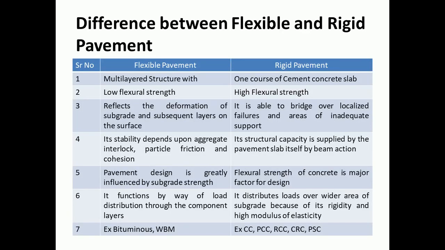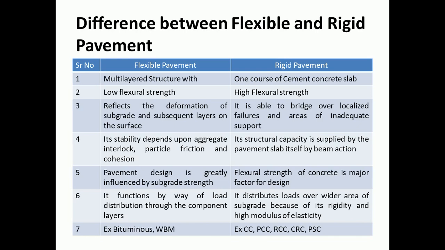Then look at the comparison between flexible and rigid pavement. Flexible pavement is a multi-layer structure with low flexural strength, whereas in rigid pavement only one course of cement concrete slab is important, with high flexural strength. One important characteristic of flexible pavement is that it reflects the deformation of the subgrade and subsequent layers, that is the subbase and base course, onto the top surface, the wearing course. You will not find such deformation in a rigid pavement, because it has the ability to bridge over localized or minor failures and areas of inadequate support.